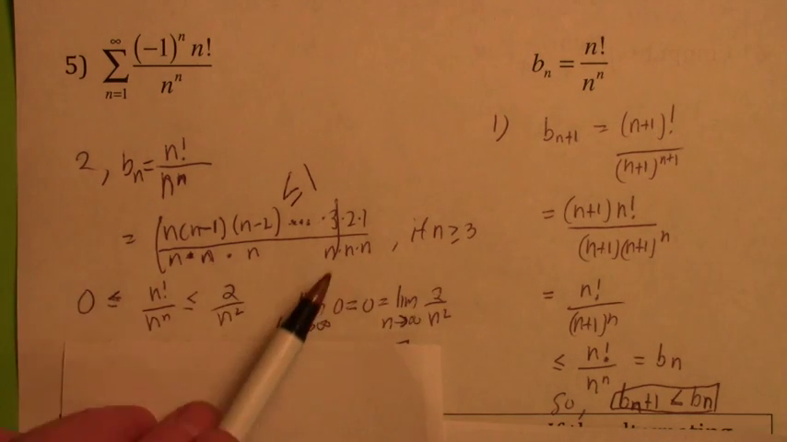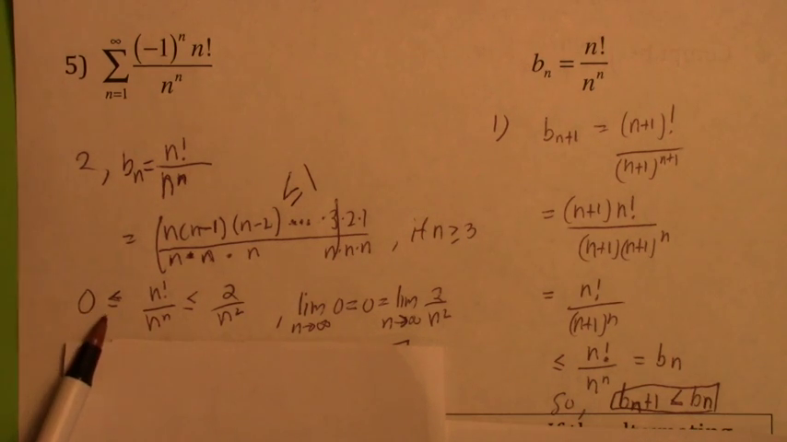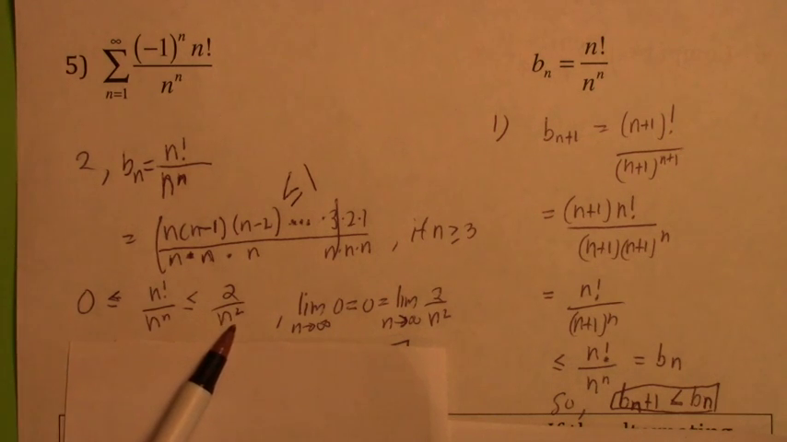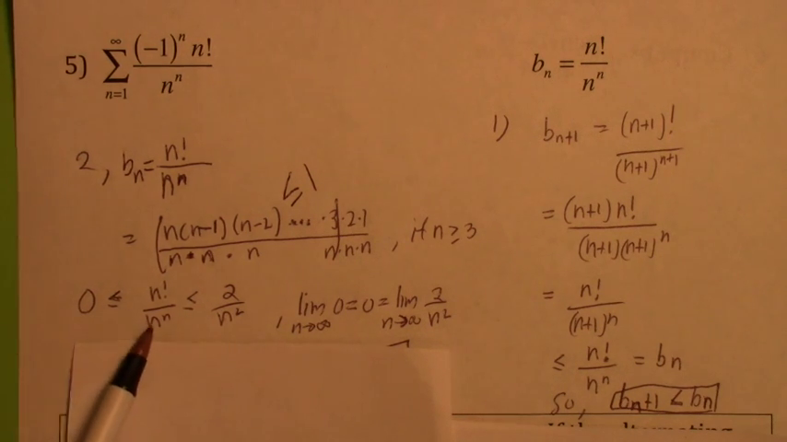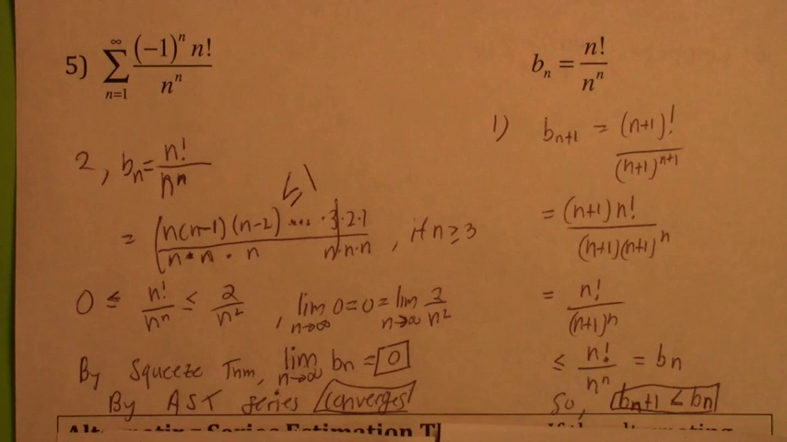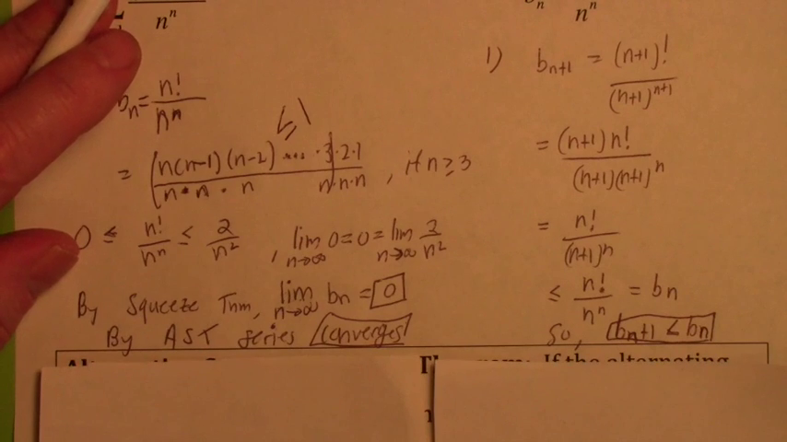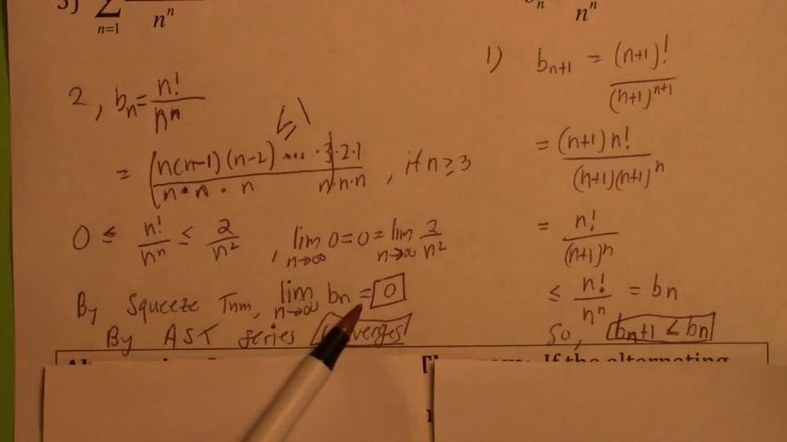So this whole thing, if you keep the 2 times n squared there, I've shown that b sub n is greater than or equal to 0, since it's a positive term series, and it's less than or equal to 2 over n squared. The limit as n goes to infinity of this goes to 0, and this goes to 0, therefore this must go to 0 also by the squeeze theorem, right? So what have I got here? The reason why the series converges is because the b sub n's are monotonic decreasing, and the limit as n goes to infinity of b sub n equals 0. So showing that an alternating series converges is actually pretty easy, usually.